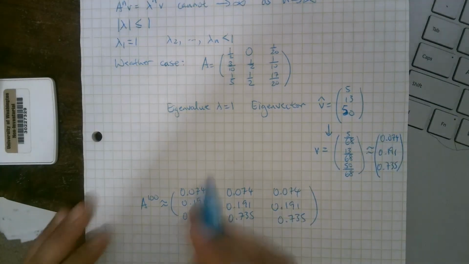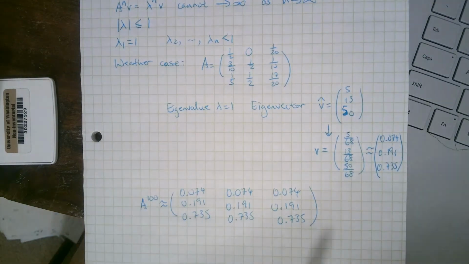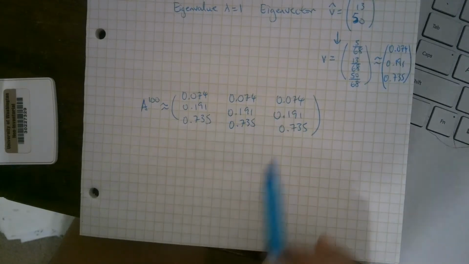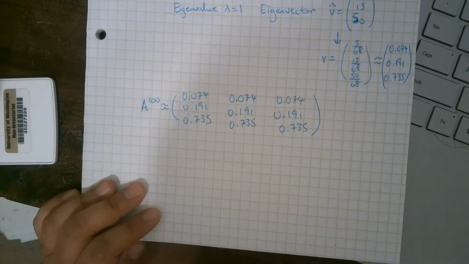A to the 100, or some big power, will start to look like this. They might have still been 1,000th off, depending on how big we went. Okay, so why?